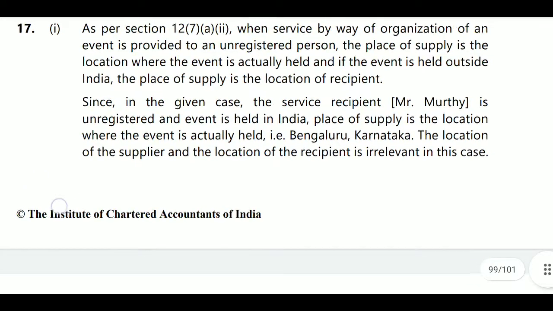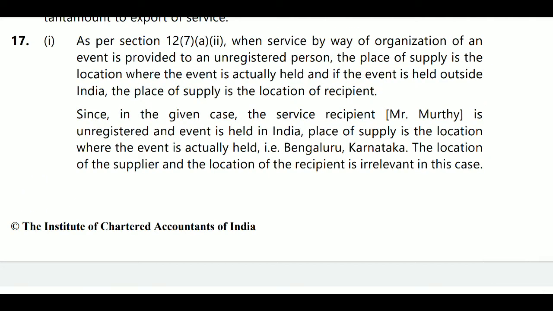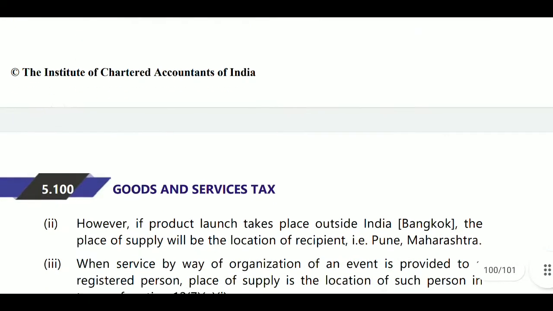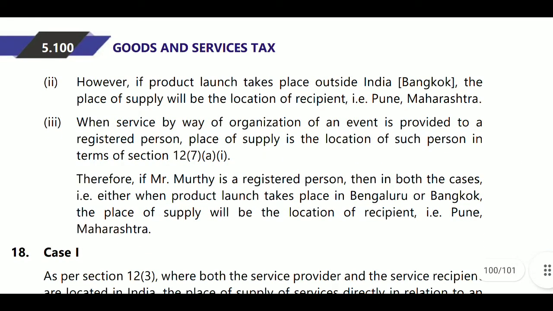Hence, in the given case, the service recipient, Mr. Murthy, is an unregistered person and the event is held in India. Then the place of supply is the location where the event is actually held, that is Bangalore, Karnataka. The location of supplier and location of recipient are irrelevant in this case. However, if the product launch takes place outside India, that is Bangkok, the place of supply will be the location of the recipient, that is Pune, Maharashtra.